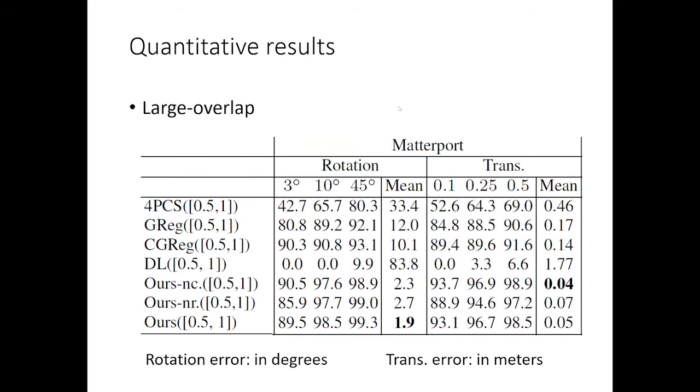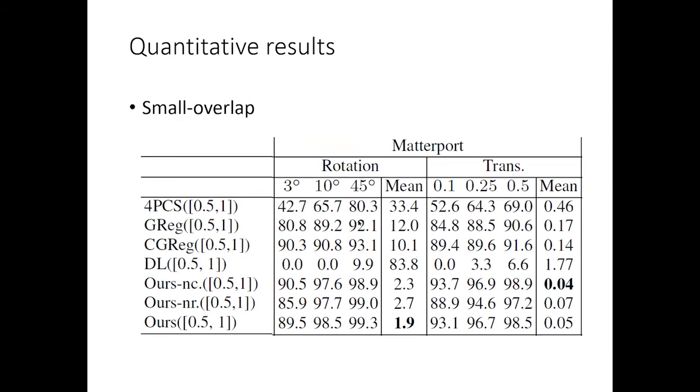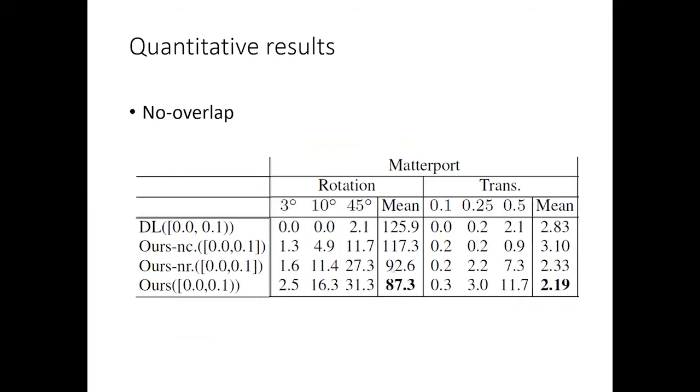So this is the large overlapping region. Surprisingly, even under this region, we still improve over the non-deep-learning baselines quite a bit. In the small overlapping region, the improvements are even more. So for large overlap, we can still have some reasonable results.